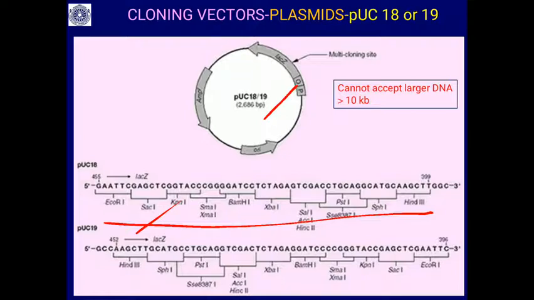But the disadvantage with respect to these plasmid vectors, both pBR322 and pUC18, is that they cannot accept DNA or a gene of more than 10,000 base pairs, or 10 kilobase pairs. If there is a gene larger than that, we have to go for another vector. If it is below 10,000 base pairs, we can use these plasmids as cloning vectors.